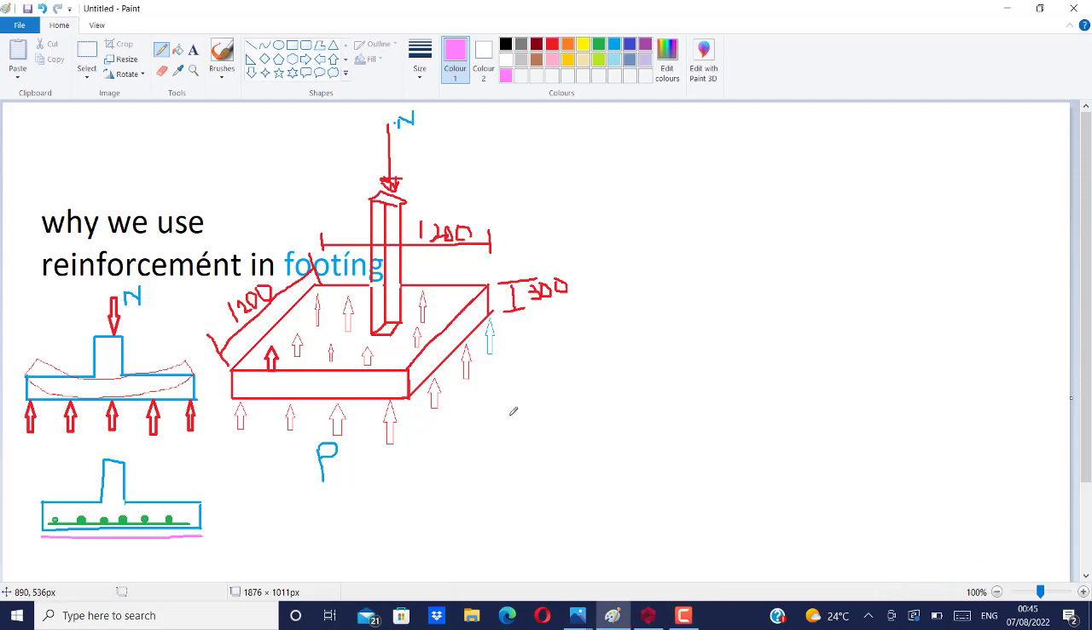So the second thing that happens to this footing when it is under the action of this load is that there is possibility that this footing can shear. Let me use a different color. There's possibility that this footing can shear into two. Let me make a sketch trying to show you.